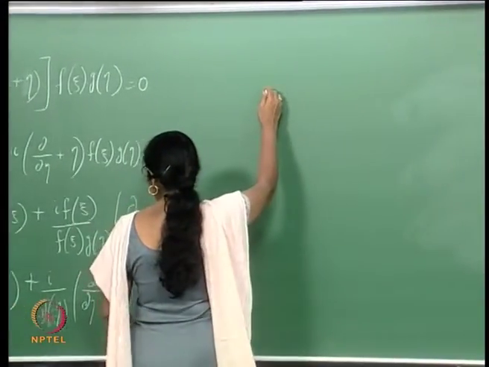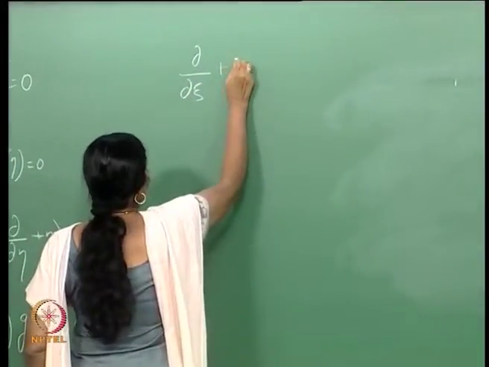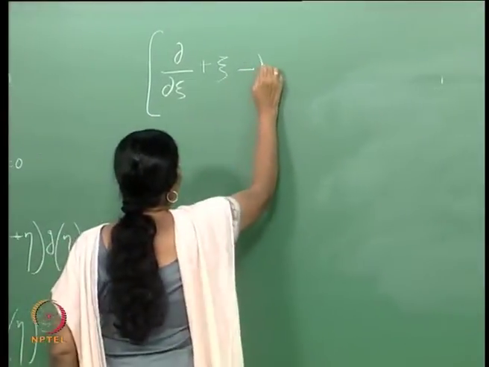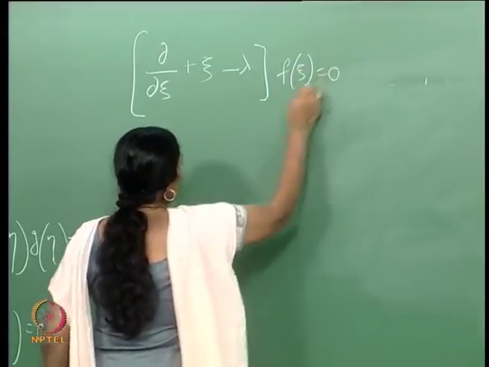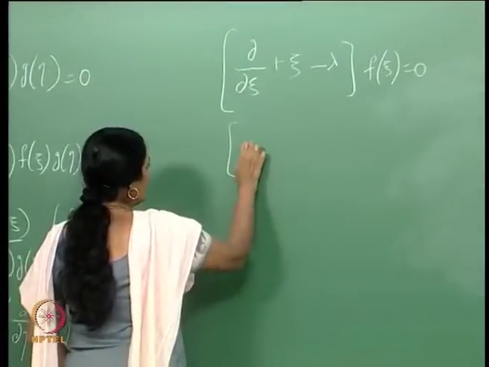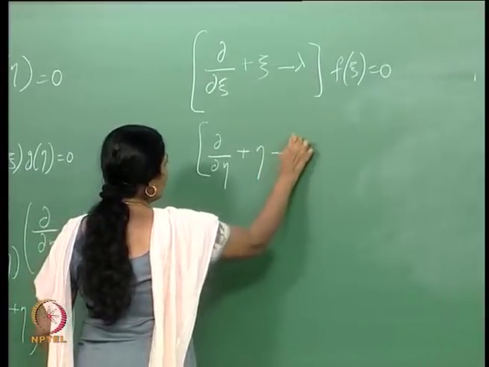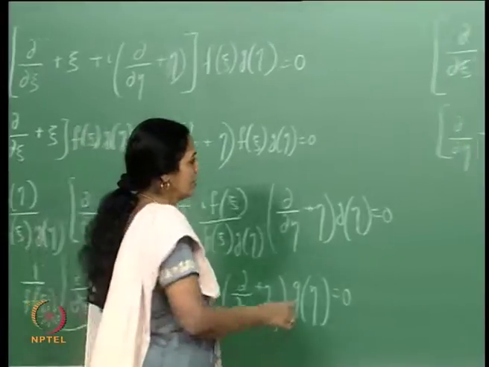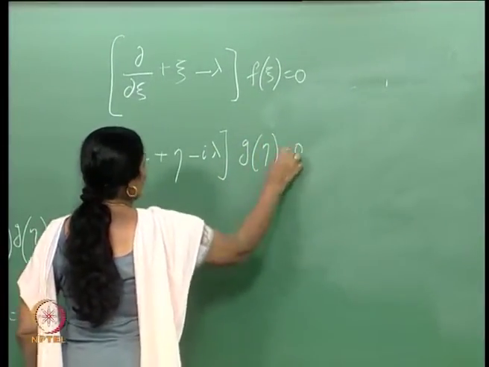Therefore, in terms of the separated equations, ∂/∂zeta plus zeta minus lambda acting on f of zeta equals 0. That's my first equation. And similarly, ∂/∂eta plus eta minus i lambda, there's an i there, and I have to take care of that, acting on g of eta equals 0.